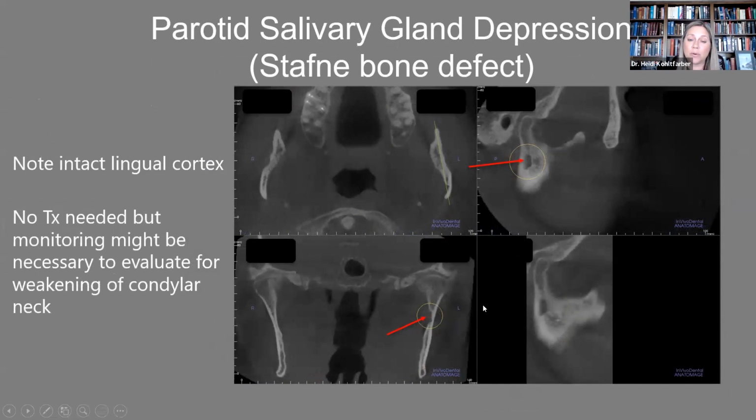We can also see it in the parotid gland region. The tail of the parotid wraps around, and we can see it right at the lingual aspect of the condylar head. Again, thickly corticated. Otherwise, everything is intact. We know based on the location, and we don't really need to do anything about this. There has been some concern about weakening of the condylar neck. We have never seen a case where we had a condylar neck fracture as a result of just the parotid salivary gland depression. Would it be easier to fracture if they were in some sort of a car accident or something like that? Maybe. But by itself, it's not going to cause that.